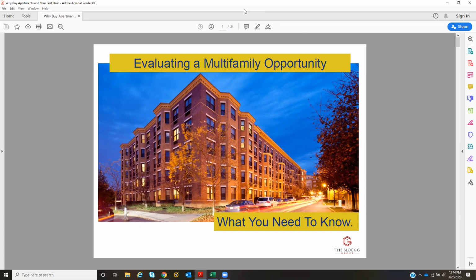So don't worry. This webinar is for evaluating a multifamily property: what you need to know. What we're going to talk about tonight is the foundational pieces of evaluating a multifamily opportunity.